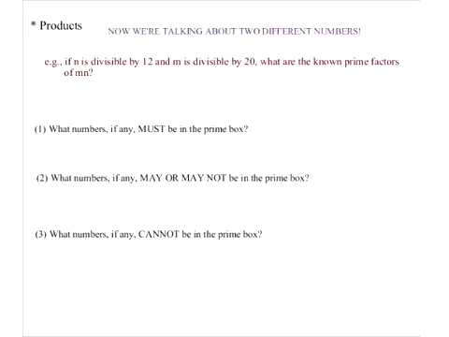So this is n is divisible by 12, and m is divisible by 20. Notice this is different, okay? This is n is carrying two 2s and a 3. And this is m is carrying two 2s and a 5.